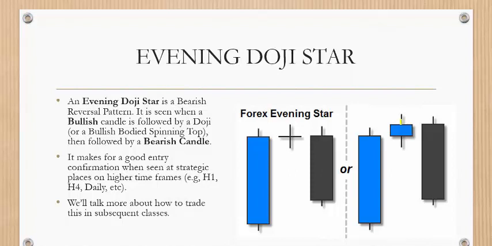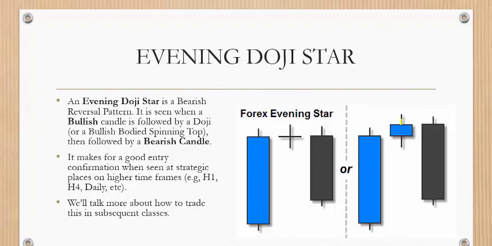Why is that? Because you see a bullish candle followed by a doji, and then you see a bearish candle, or you see a bullish candle followed by a bullish bodied spinning top, and then you see a bearish candle, then you know that you are about to go evening, like it's almost good night, like hello, good night, so evening doji star. That's how you identify it. You see a very, very strong buy candle, and then following closely you see a doji, or a bullish body spinning top, and then you see that.